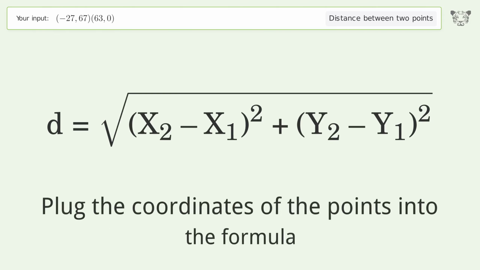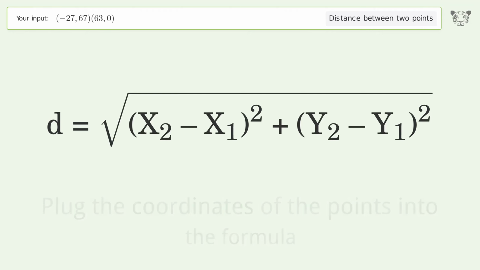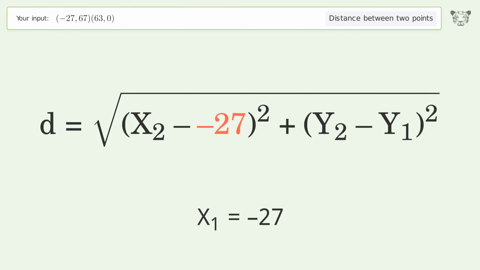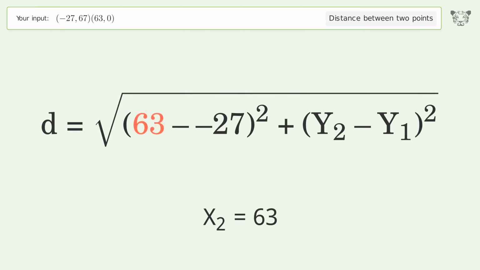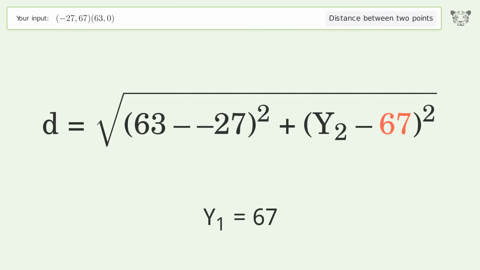Plug the coordinates of the points into the formula. x1 equals -27. x2 equals 63. y1 equals 67. y2 equals 0.